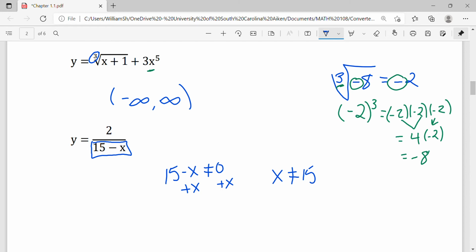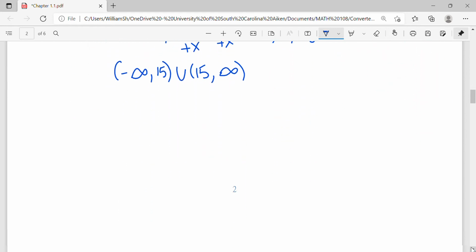Now, if I'm going to write that in interval notation, the way I'm going to do it is negative infinity to 15 with a parenthesis, because we don't want it to equal 15, union another parenthesis and a 15 on up to infinity. So essentially it can be anything but 15. The only point we're really excluding is this 15. All right, I think we're doing well. Let's continue to move on.